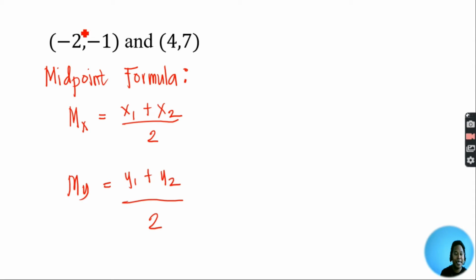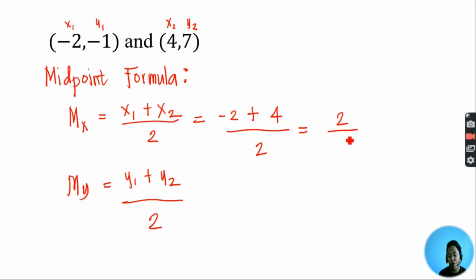Consider the endpoints as point A and point B. For point A, we have x sub 1, y sub 1, and for point B, we have x sub 2, y sub 2. Let's find now the coordinates of the midpoint for x. We have x sub 1, which is -2, and x sub 2, 4, divided by 2. -2 plus 4 is 2 over 2. In simplest form, we have 1.